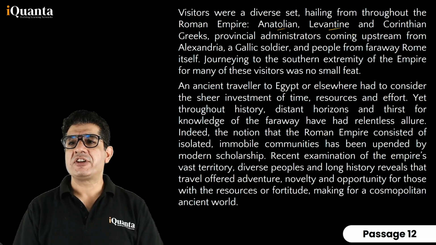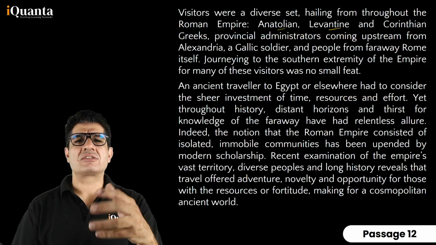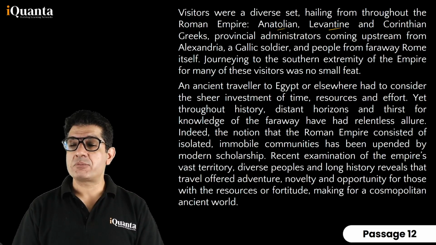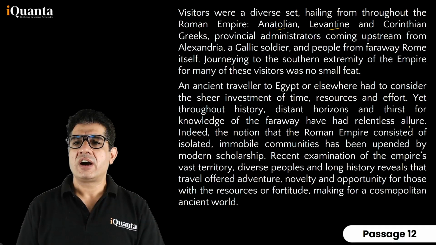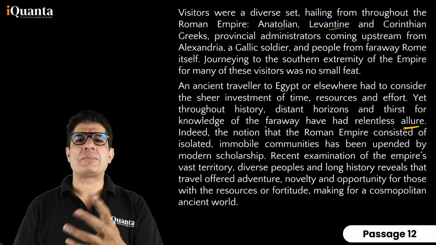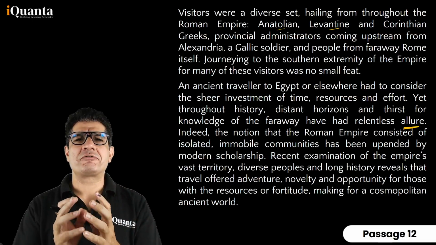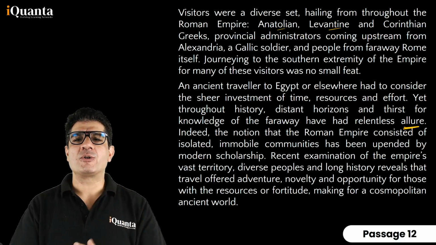So Anatolian, Levantine, Corinthian, Greeks, provincial administrators coming upstream from Alexandria, Gallic soldiers. So all these, so people from faraway Rome itself. So people from basically a lot of different places. Journeying to the southern extremity of the empire for many of these visitors was no small feat. An ancient traveler to Egypt or elsewhere had to consider the sheer investment of time, resources, and effort. Yet, throughout history, distant horizons and thirst for knowledge of the faraway have had relentless allure. Allure is attraction. So what we are basically told is that back in the day, traveling required a lot of time, a lot of resources, a lot of effort. Yet that charm of the faraway places, that thirst for knowledge, led people to travel.